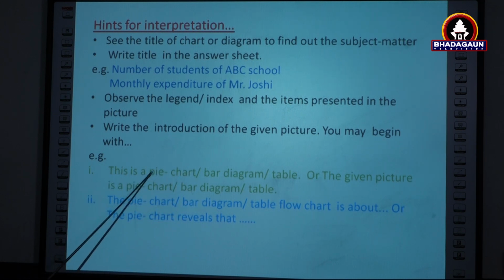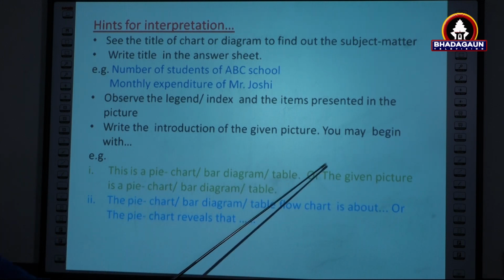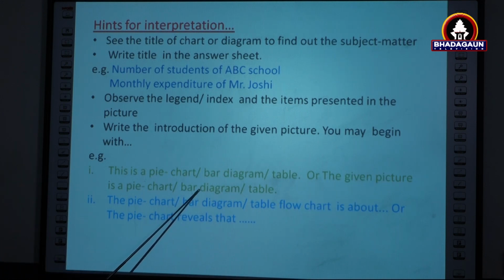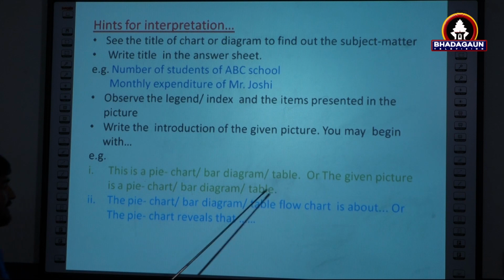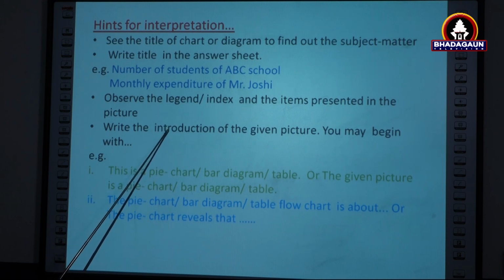For example, first of all, this is a pie chart, or bar diagram, whatever picture is given there, you have to identify that. That may be the pie chart, the bar diagram, or a table. In the first line, you may write: the given picture is a pie chart, or the given picture is a bar diagram, or the given picture is a table. The first line is what you see from the surface, or thoroughly. The second line of the introductory paragraph will be about the pie chart, bar diagram or table, whatever is given there. You have to think about this.